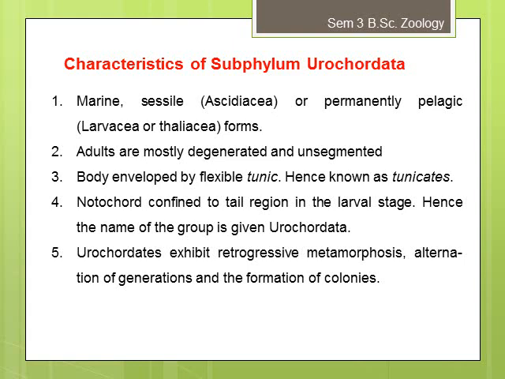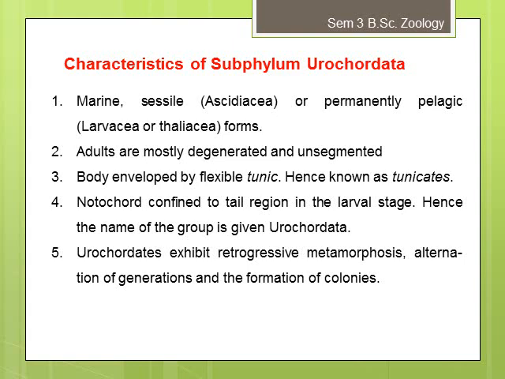Now, the body is usually covered by a protective covering. It is known as a tunic or test. Why is it known as a tunic? Because it is composed of a chemical known as tunicin, which is very similar to cellulose. And hence, these Urochordates are commonly known as tunicates, or otherwise Tunicata, because of the presence of the protective covering, the tunic, which is flexible and forms a covering over the body. The nature of the tunic or test varies from one class to another.